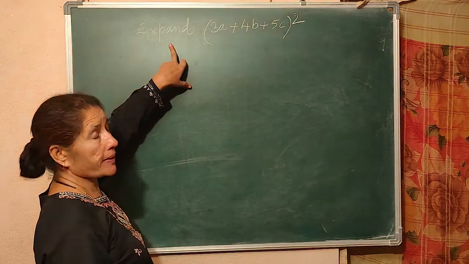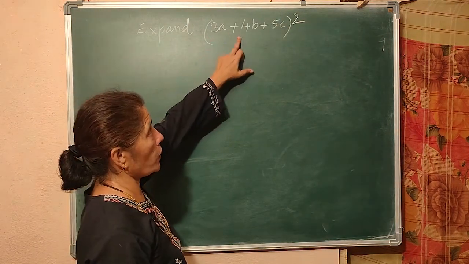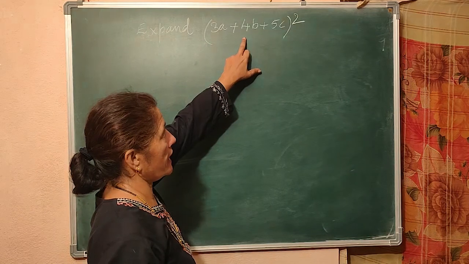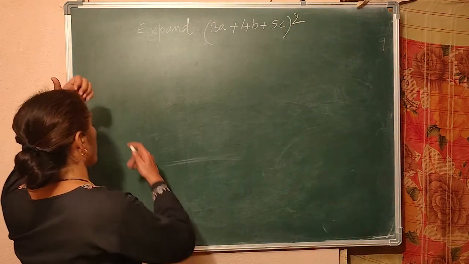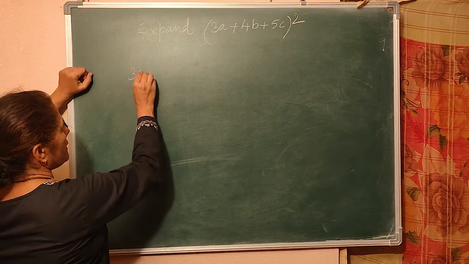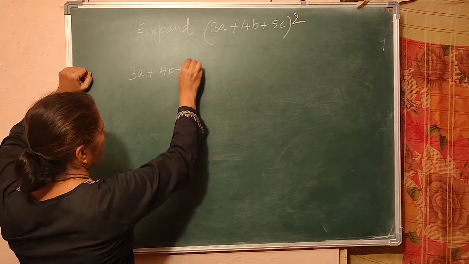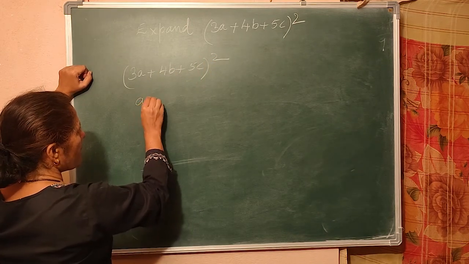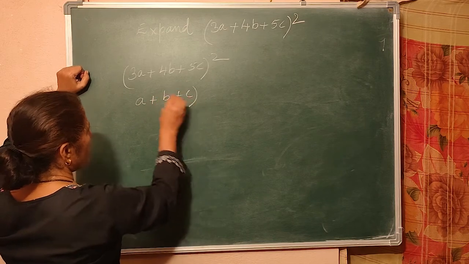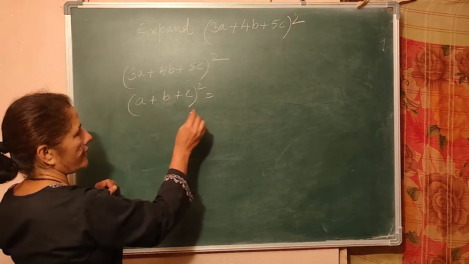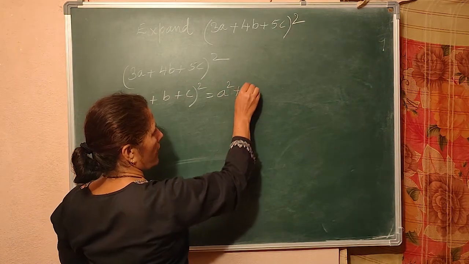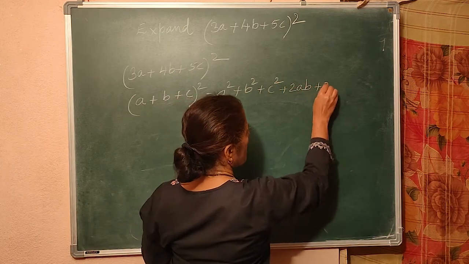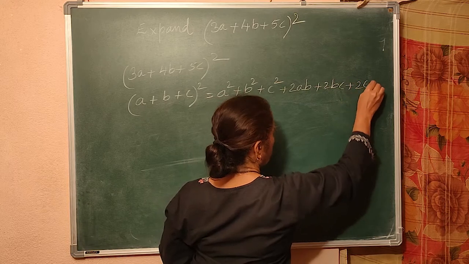Now look at this question. Expand (3a + 4b + 5c) the whole square. It is in the form of (a + b + c) the whole square. So what can I write down? Let me write down the question. (3a + 4b + 5c) the whole square. So it is in the form of (a + b + c) the whole square, which is equal to, what is that? a² + b² + c² + 2ab + 2bc + 2ca.